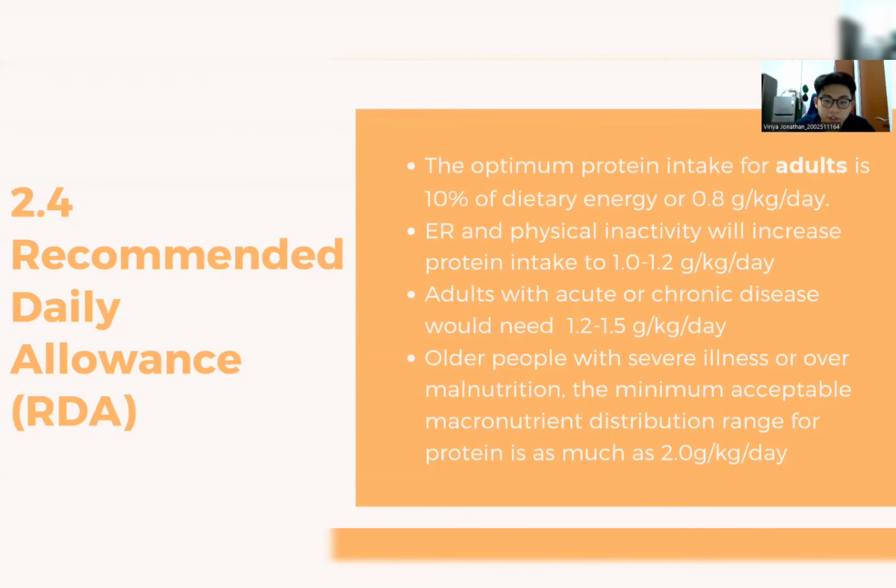Meanwhile, adults with acute or chronic disease would need as much as 1.2 until 1.5 gram per kilogram body weight per day. And lastly, for older people with severe illness or overt malnutrition, the minimum acceptable macronutrient distribution range for protein is as much as 2.0 gram per kilogram body weight per day.